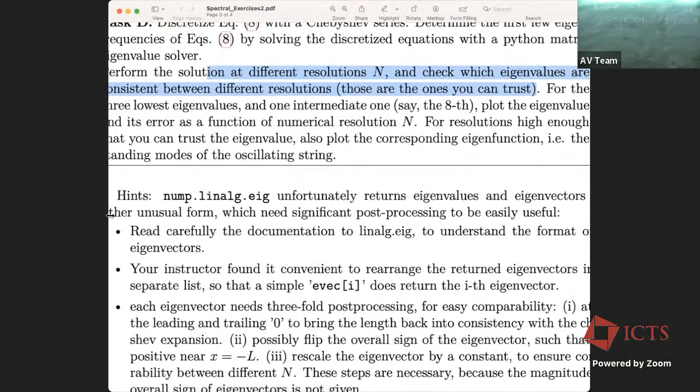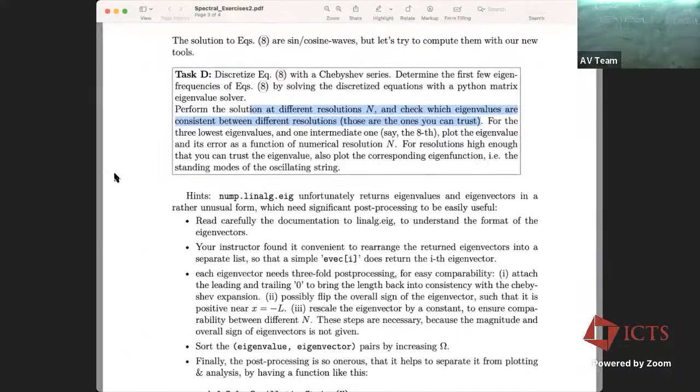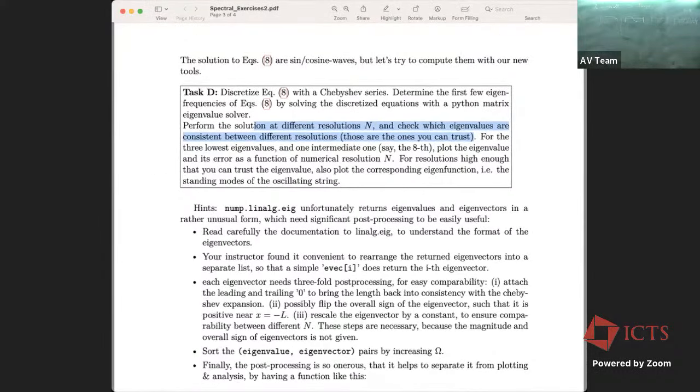Step 1: solve at different n and find which ones you can trust. For resolutions high enough that you can trust the eigenvalue, plot the corresponding eigenfunctions. So what should come out of here are these sine waves.